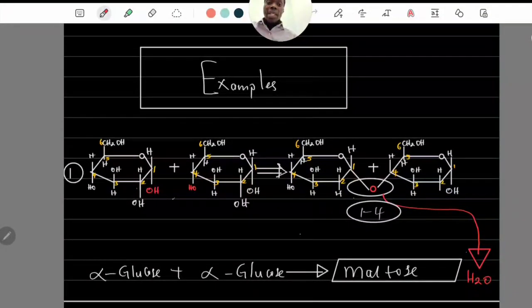So this is the one I just told you. I already explained this. Alpha glucose, alpha glucose, that forms your maltose. Water is given off during the condensation reaction. It is a 1 to 4 glycosidic bond. I numbered this for a purpose. Pause the video here if you have to see that numbering. So you see that 1 to 4 glycosidic bond.